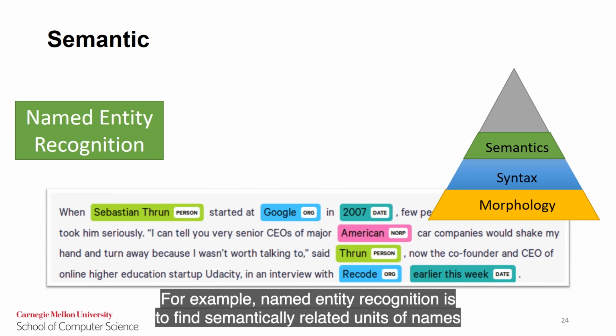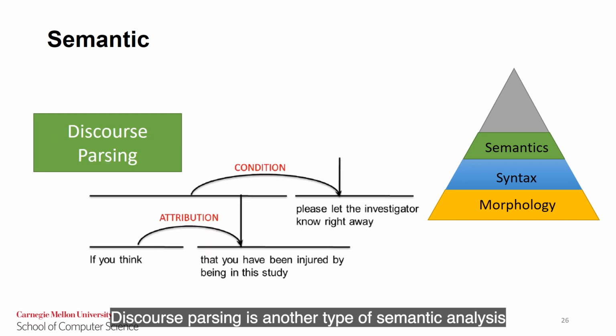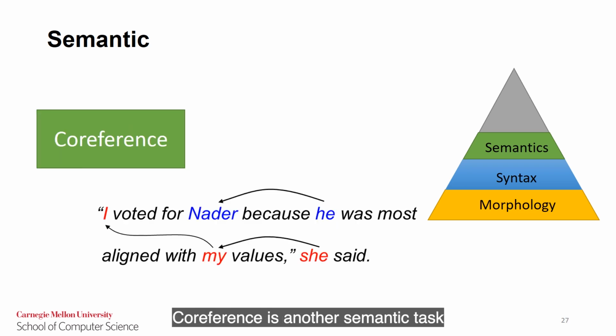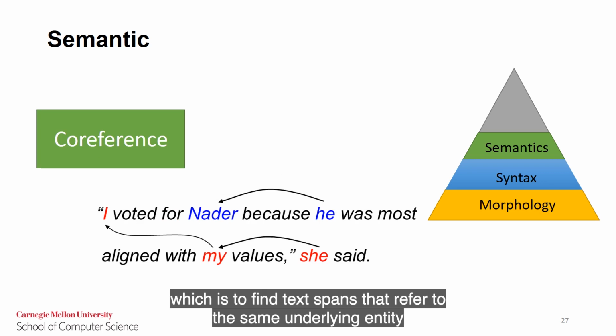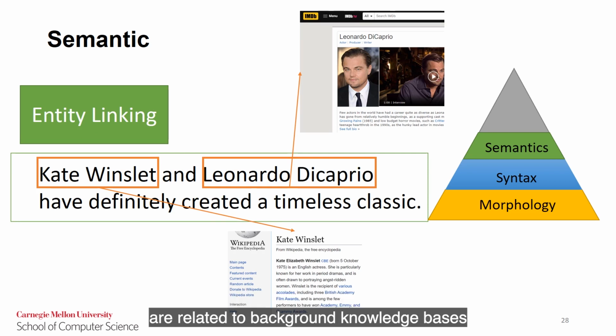For example, named entity recognition is to find semantically related units of names. Semantic role labeling is to find the semantic relation between verbs and their participants. Discourse parsing is another type of semantic task, which is to determine the logical structure of a document and find the relation between document units. Coreference is another semantic task, which is to find text spans that refer to the same underlying entity. Another type of semantic task is entity linking, where you want to find out how text spans are related to background knowledge bases.